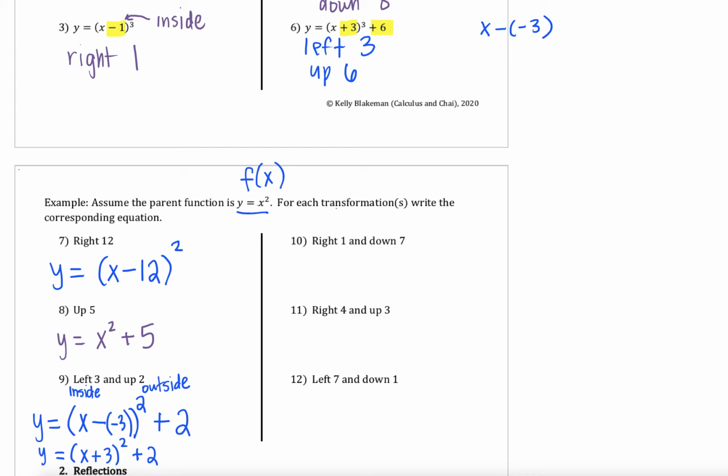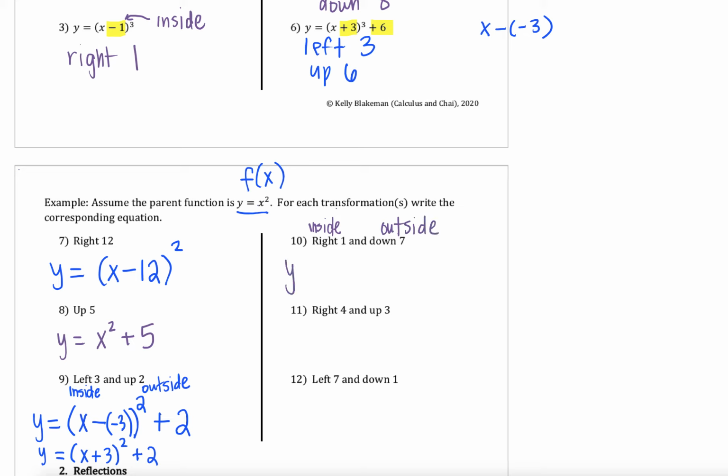Okay, let's look at example 10. So in example 10, we're going right 1 and down 7. Why don't you guys pause the video and write out your equation for example 10. So when we go right 1, that's happening inside the function since that's a horizontal shift. And down 7 is happening outside the function since it's a vertical shift.